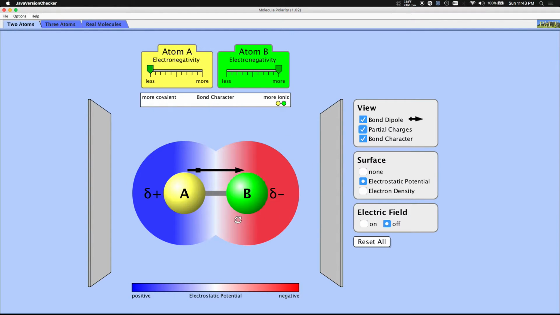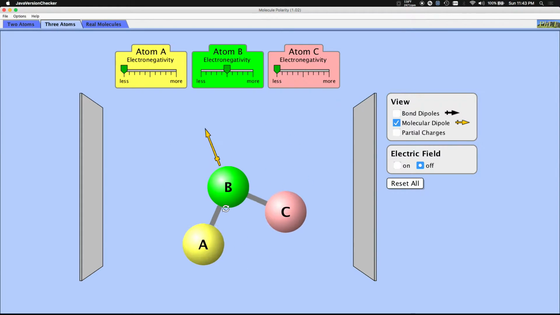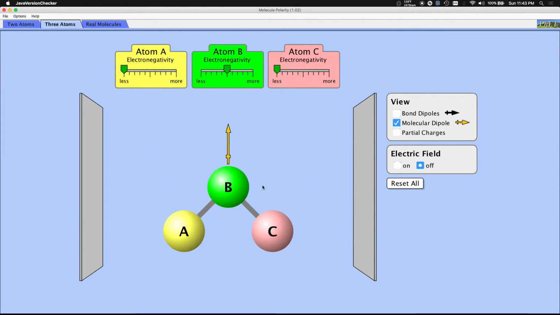Now, it's really easy to show with 2 atoms. Let's go to 3 atoms. So I have, oops, this is weird. I have atom A, B, and C. I'm going to make B the most electronegative here. When I do that, see how the bond dipoles, essentially A and B, are being pulled. So B is pulling A and it's pulling C as well. Basically, the bond dipoles are going towards B. The full molecular dipole is actually going in this direction.